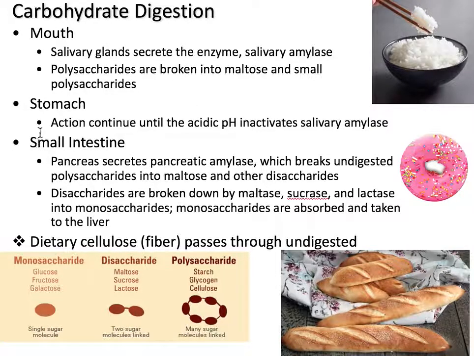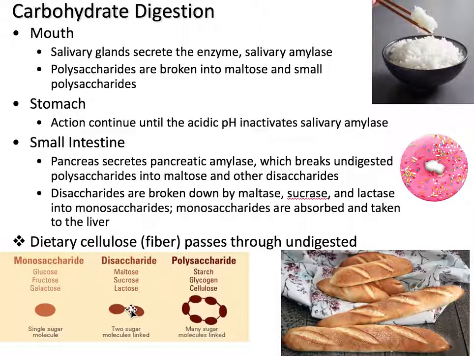The food is then going to pass into your stomach, and here salivary amylase is going to be deactivated, and you're not going to digest those carbohydrates any further until the food moves into your small intestine. And in the small intestine, your pancreas is going to release pancreatic amylase, which helps to break down undigested polysaccharides into maltose and other disaccharides.